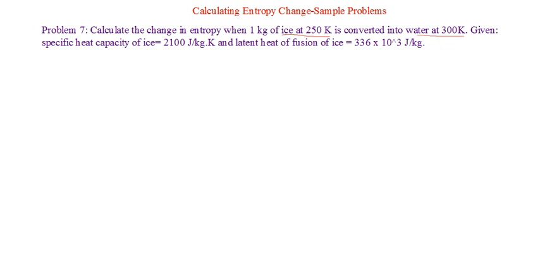So let's think of this one. What's the normal temperature that we discussed for ice? That is 0 degrees Celsius, which means 273 Kelvin. But here the ice is at a much lower temperature, 250 Kelvin only, which is minus 23 degrees Celsius. So it's well below the freezing point of water. So you have to start from there.